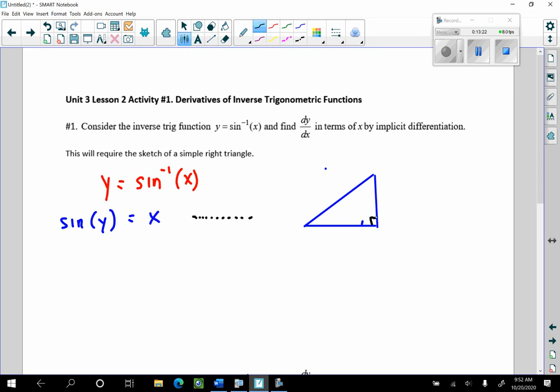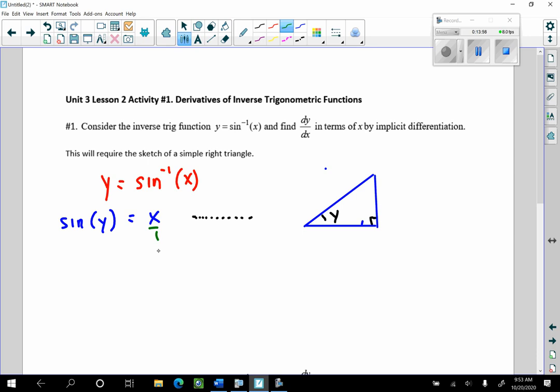This y is what kind of a creature? I know that anyway, because arcsine pops out an angle. So this guy right here is y, that angle is y. And by the geometric definitions of the trigonometric ratios, the sine is what? Adjacent over hypotenuse or opposite over hypotenuse? Opposite over hypotenuse. So another way I can write x is x over 1.